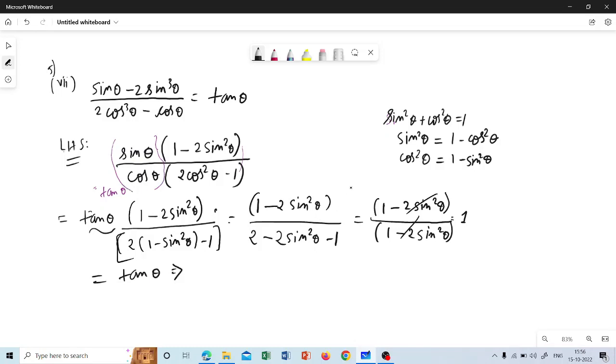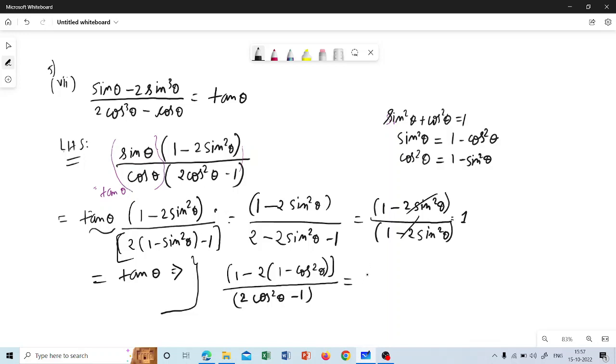What if I put it in terms of sine? Let us try and see what will happen. We already got the result, but let's see where there are chances of making errors. 1 minus 2 into 1 minus cos square. So instead of sine square theta, I am substituting 1 minus cos square theta. So the denominator is 2 cos square theta minus 1.